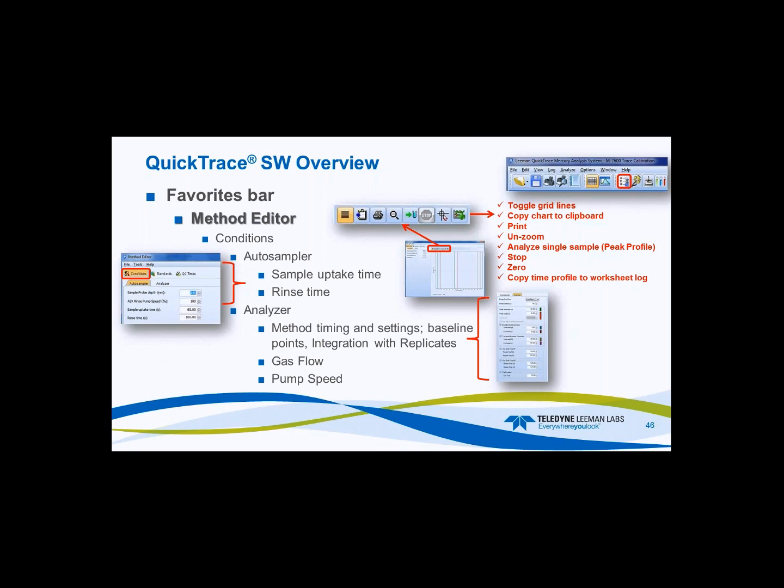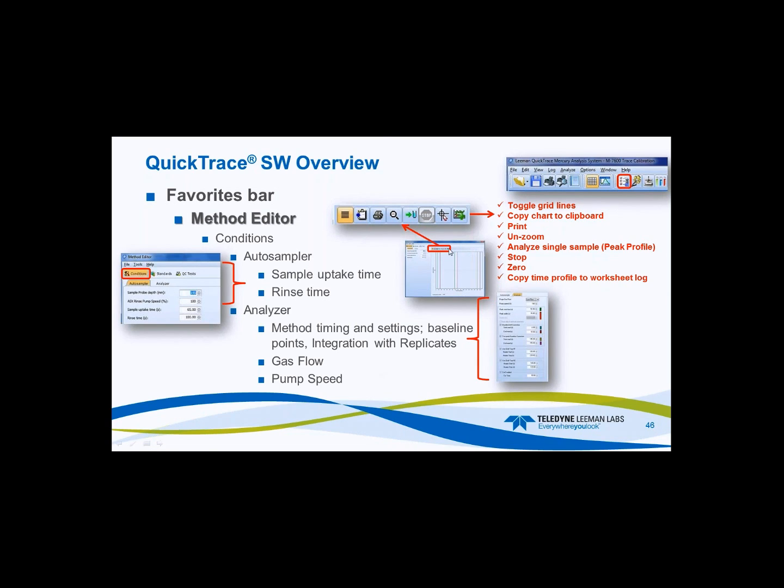So the favorites bar, method editor. Under conditions, this is where you have the sample, auto sampler, rinse, and uptake time. And then your analyzer settings. So this is where you have the method timing, settings, baseline correction points, integration, replicates, your gas flow, and your pump speed, and so forth.